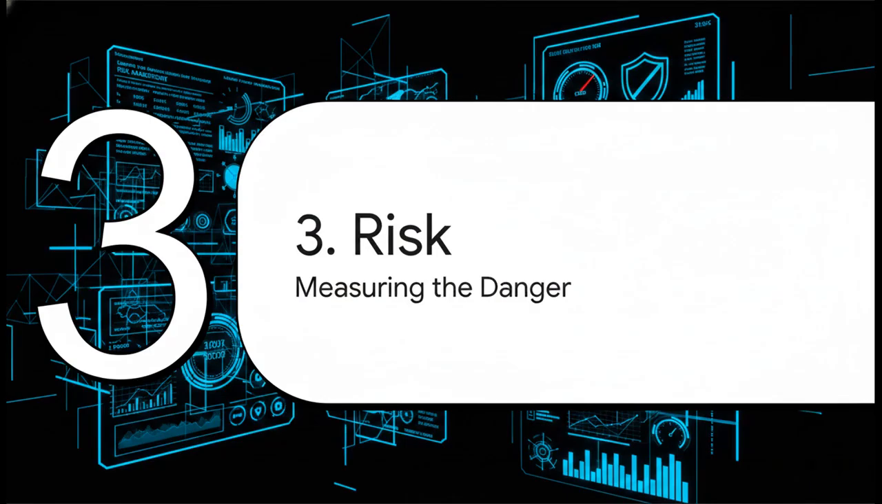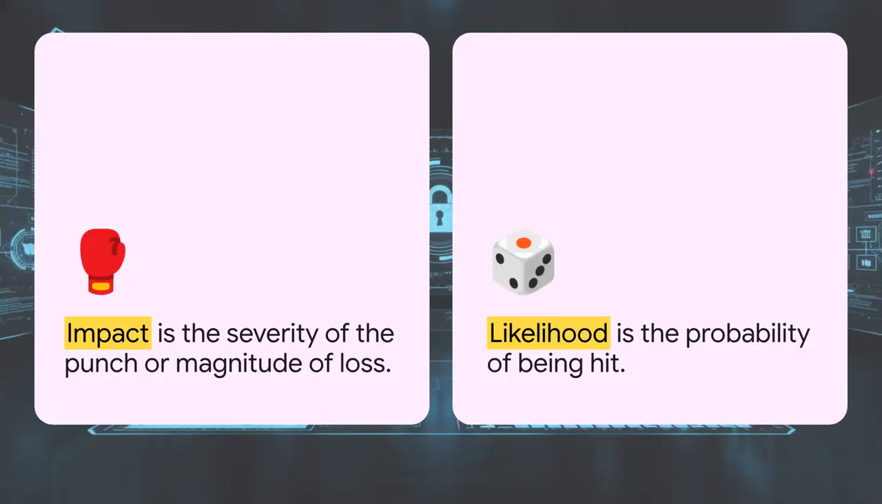Now that we have our unlocked door and our thief, we need a way to measure the actual danger we are in. Let's move to Section 3, Understanding Risk. Calculating that danger really comes down to two vital factors, impact and likelihood. Risk isn't just about how bad a situation could be. Impact is the severity of the punch, the magnitude of the loss if the event actually happens.